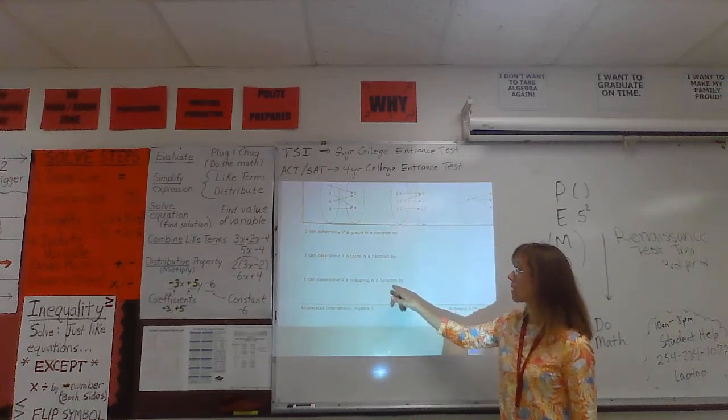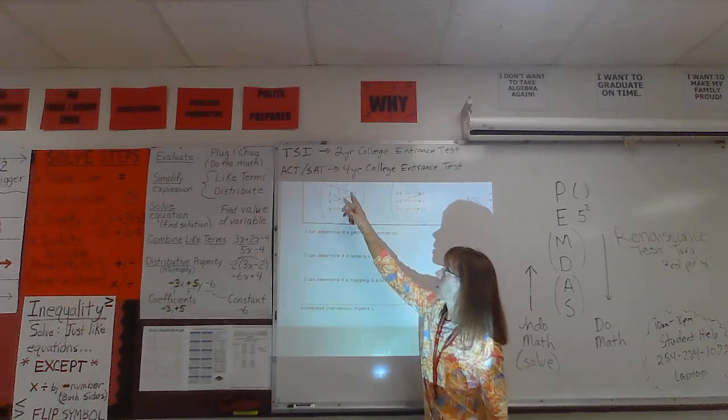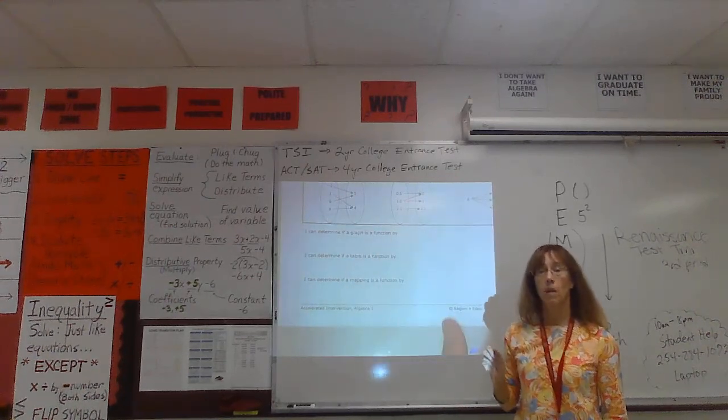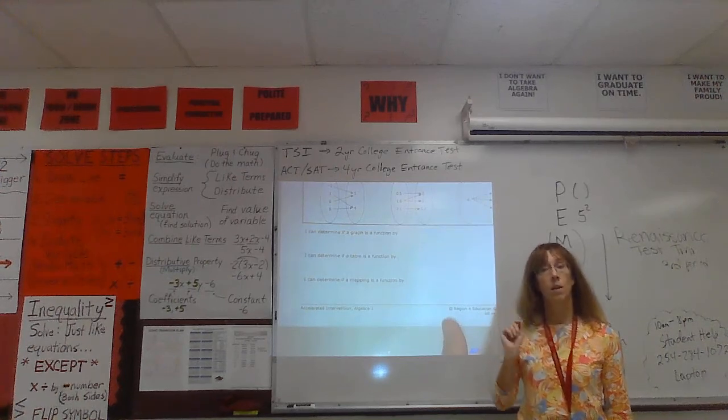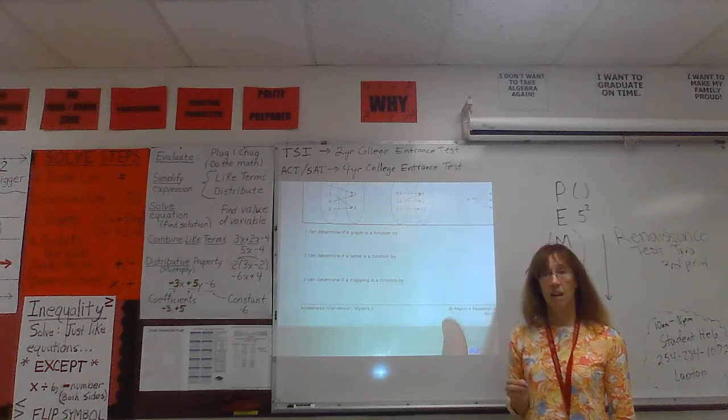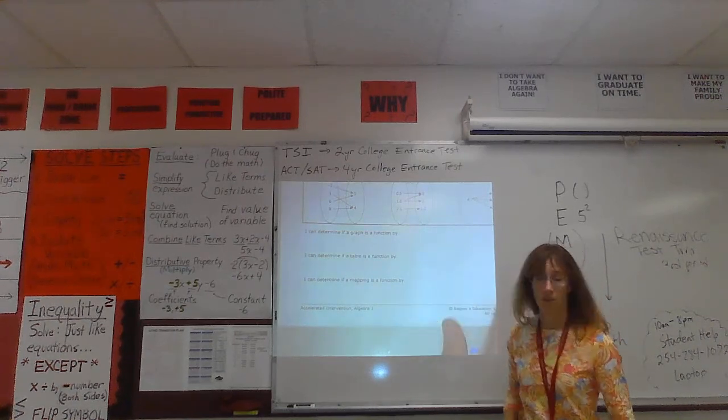I can determine if a mapping is a function by, I'll only look at the x and I look to see how many arrows are coming off. If there's only one arrow coming from each x number, it is a function. If I have more than one arrow coming from a single x number, then it's not a function. All right, so there's your information for those.